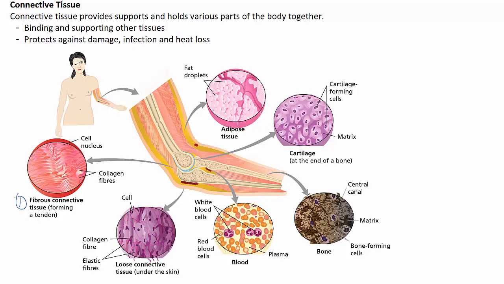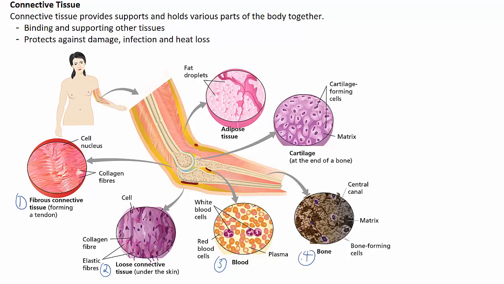Another example of a connective tissue is loose connective tissue. And loose connective tissue is directly under your skin. So if you pinch the back of your hand, you can pull up the skin, but what prevents it from separating completely from the cells underneath is the loose connective tissue. Blood is also another type of connective tissue, which has very specialized white and red blood cells, as well as platelets that exist in that blood.